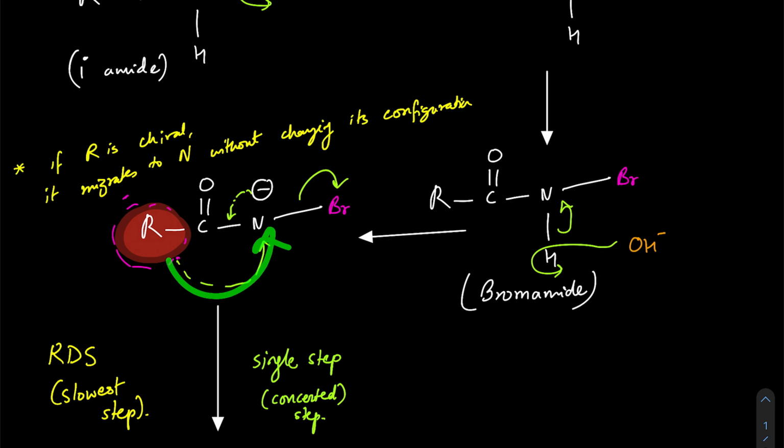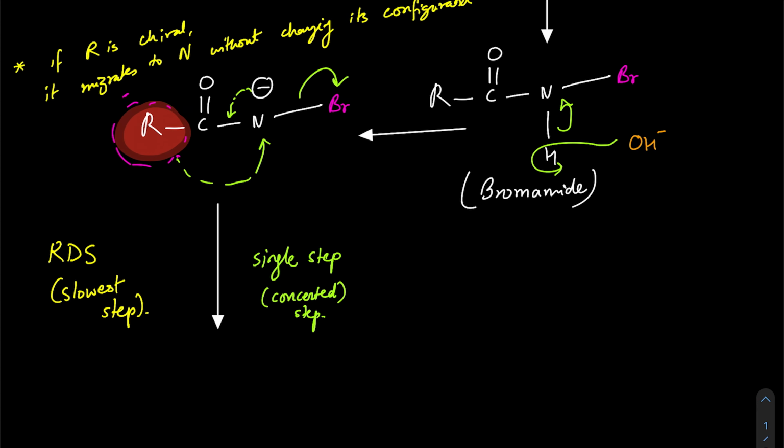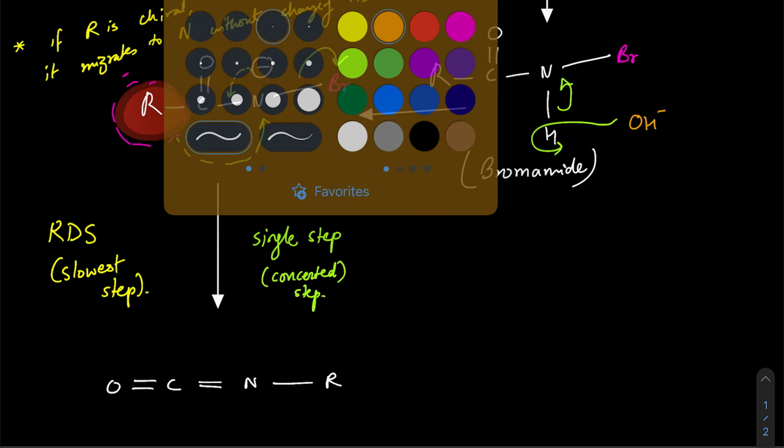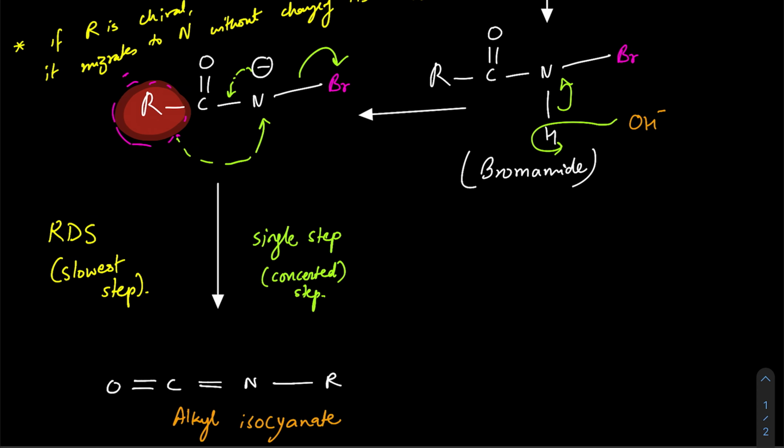That much coordination is required for this, and this is the slowest step. Eventually, this gives us a compound, this resultant compound is named as alkyl isocyanate. This is isocyanate and not isocyanide.